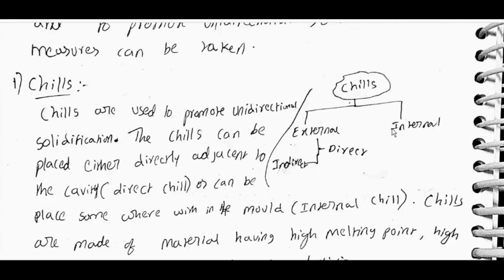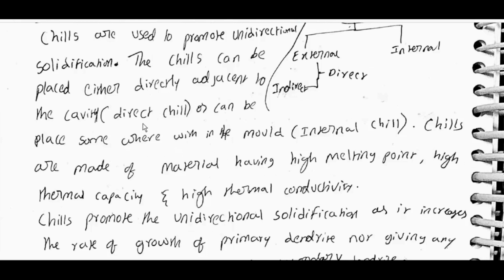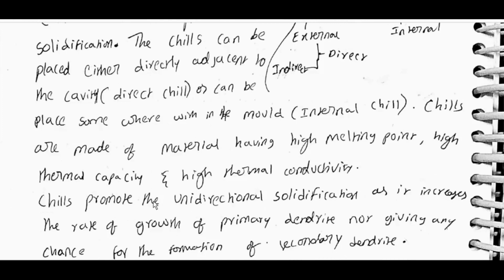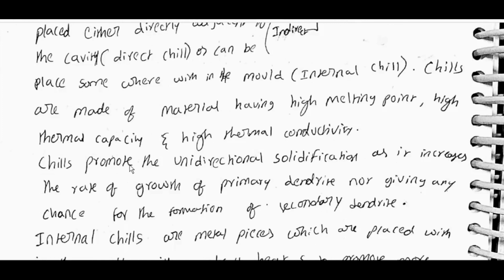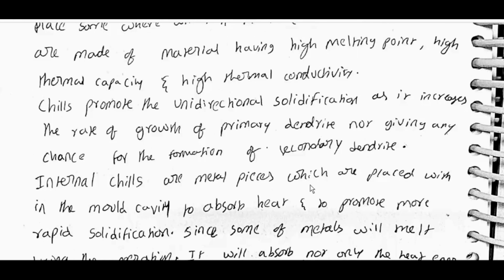Chills: external, internal, external, direct, indirect. Chills are used to promote unidirectional solidification. The chills can be placed either adjacent to the cavity, direct chill, or can be placed somewhere within the mold, internal chill. The chill are made of material having high melting point, high thermal capacity, and high thermal conductivity. Chill promote the unidirectional solidification as it increases rate of growth of primary dendrite, not giving any chance for formation of secondary dendrite.